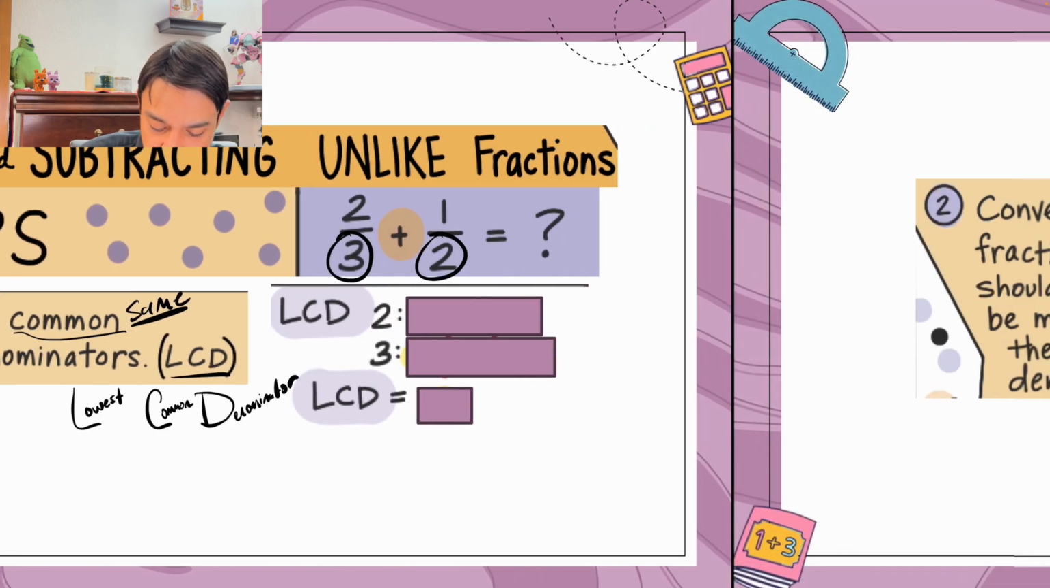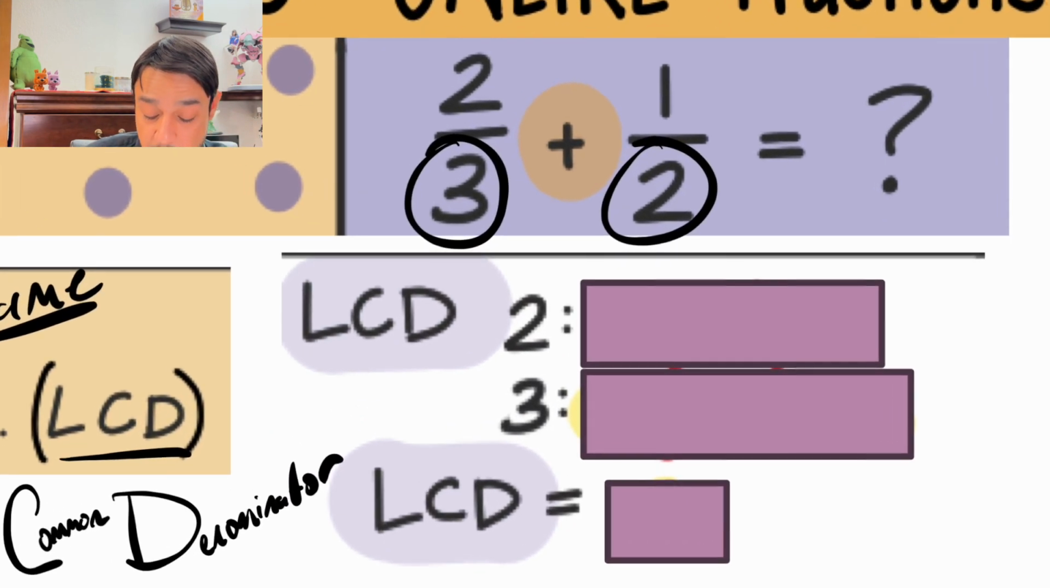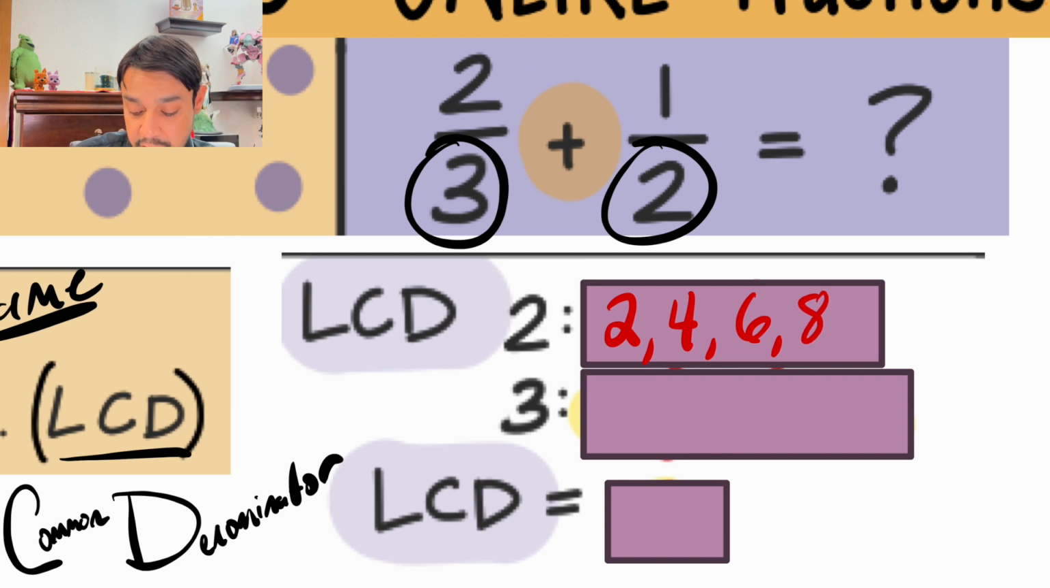All we're going to do to find our lowest common denominator is look at the multiples of 3 and of 2. So let's look at 2 first. All you have to really do is count by 2s. So 2, 4, 6, 8. Usually you can put about 4 and check if they match. And if you don't find any matching, you just keep on going.